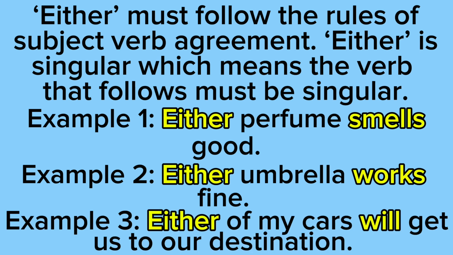Example 3 says either of my cars will get us to our destination. So either is the subject and it's singular, which means the verb that follows needs to be singular as well. As you can see, will is the verb that follows and it's singular.